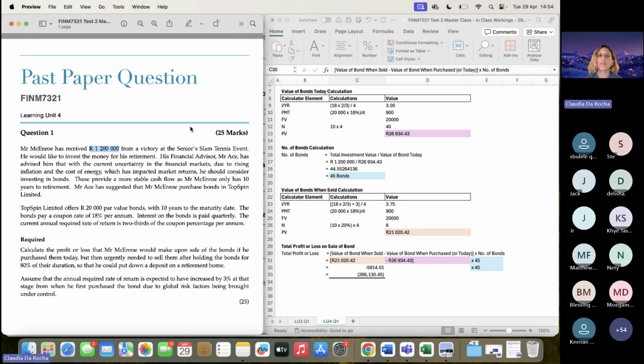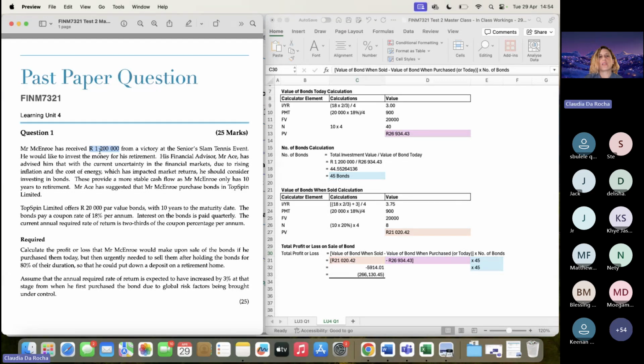It's not only the fact that there's no S, right? I mean, that's one of the things, it's hinting to you. But the bigger thing is that Mr. McEnroe received 1.2 million and he wants to use all of that to purchase bonds. If he said he only wants to purchase one bond with this money, different story, or half of this money for bonds. I mean, you could also say half of that money if you want.